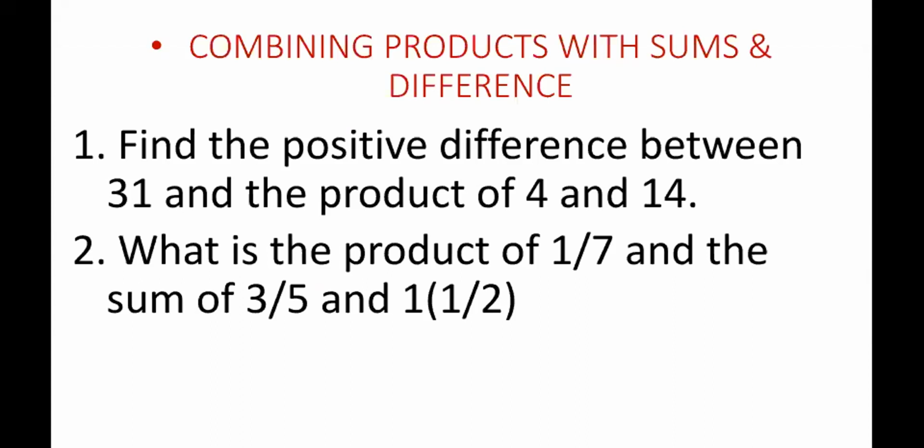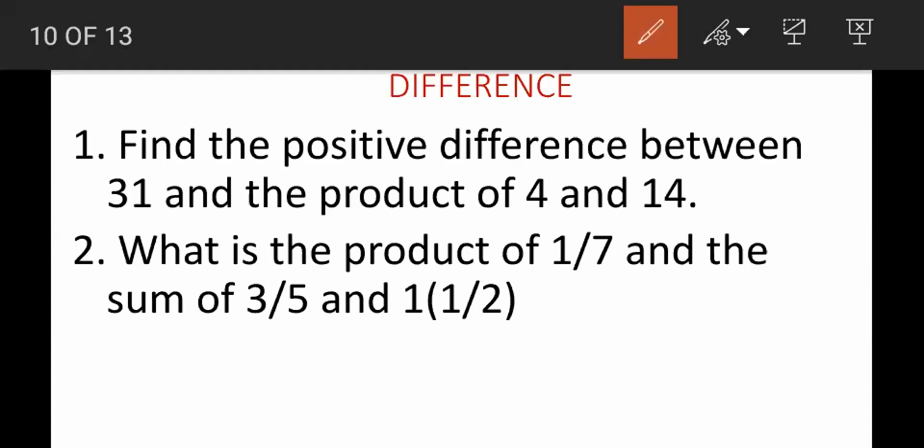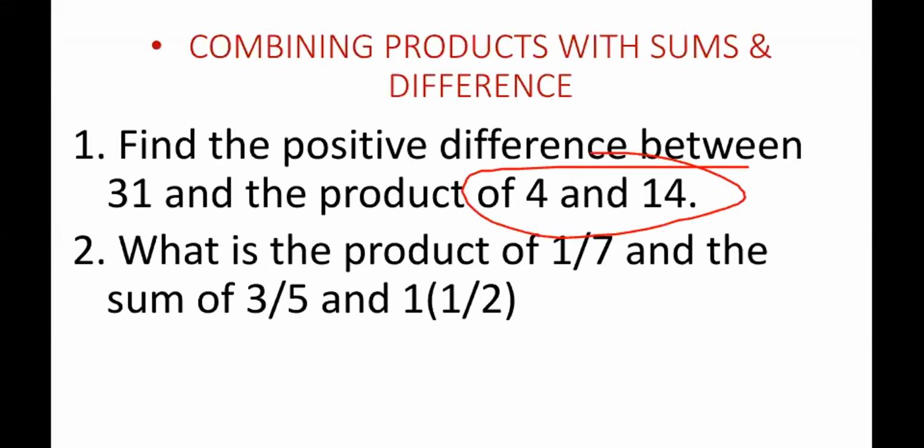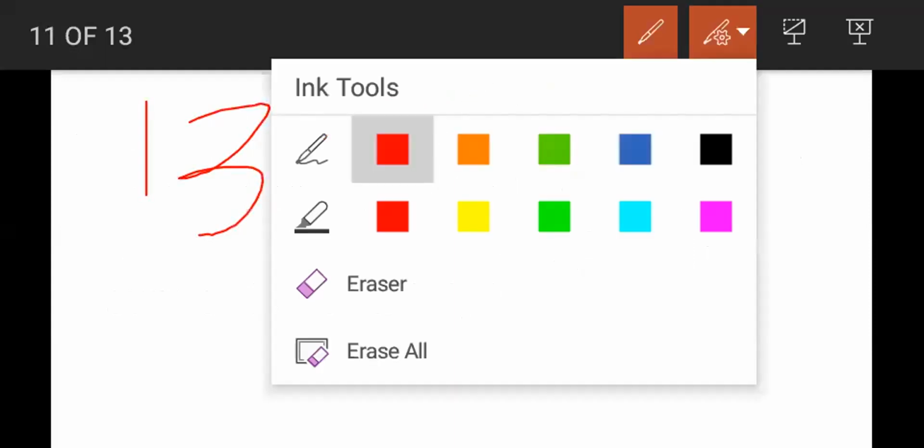Find the positive difference between 31 and the product of 4 and 14. Find the positive difference between 31 and the product of this. So it means the product of this. When you find the product of this, you now find the positive difference of it with this. So, 31, difference of 4, product of 4 and 14. Sorry, I said I wrote 13.